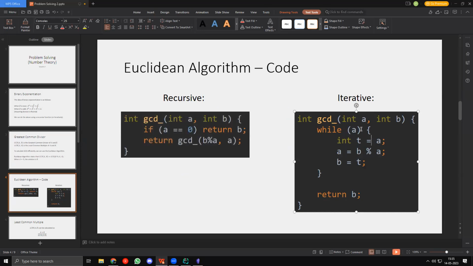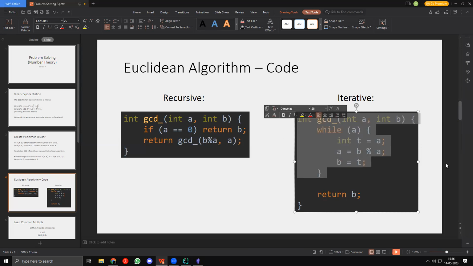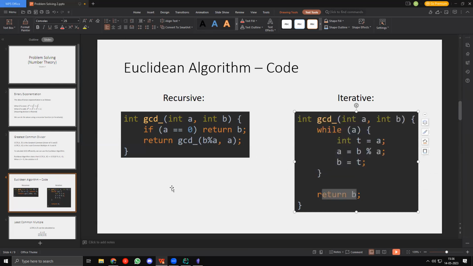In this iterative version, I'm just taking while A is not equal to 0. So if A is equal to 0, I'll stop looping. I'll take a temporary value equal to A. I'll say A equal to B modulo A and B equal to the temporary value. This is just like saying B equal to A over here and A equal to B modulo A, right? So I'm just taking temporary values and doing this while loop until it becomes 0, and it returns the value. Time complexity of this algorithm.